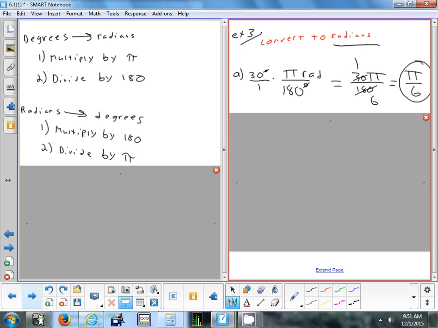One thing you do have to get used to is you're not going to see RAD written. If you see an angle written and there's no label, you assume radians. If they want degrees, they have to put the little circle.